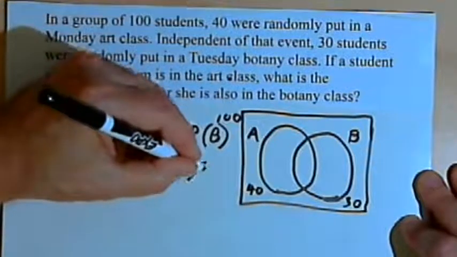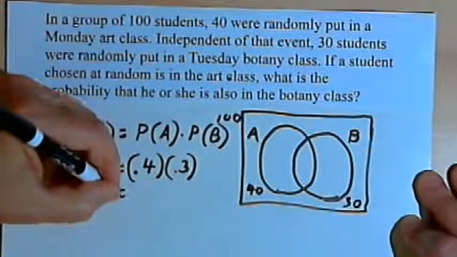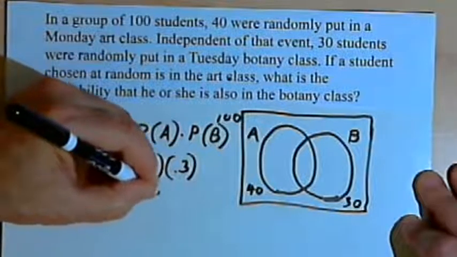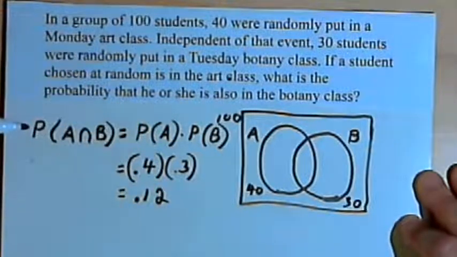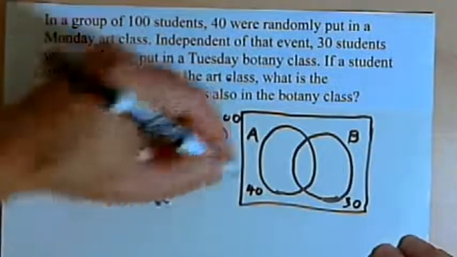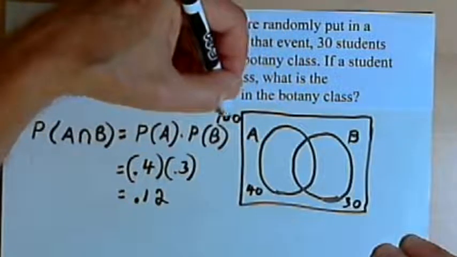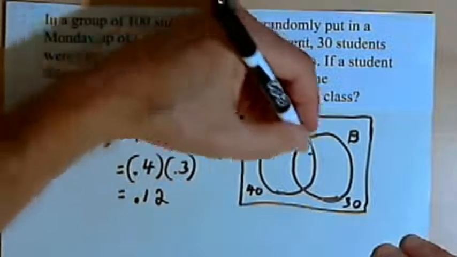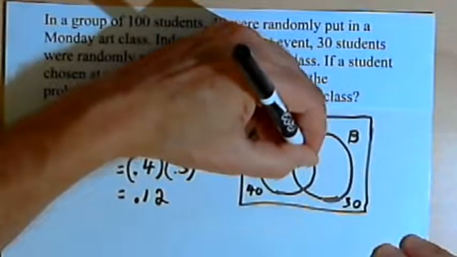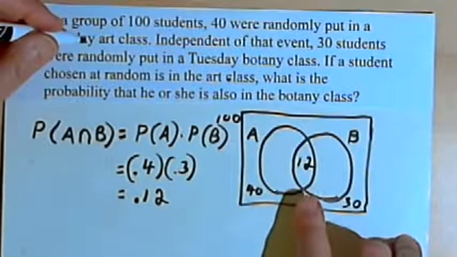We multiply those two out. I'll do that down here. We get 0.12, or 12%. Let's leave it at 0.12. So now we know that 12% of the students are in that overlap area. If it's 12% of the students and there's 100 altogether, we can just put a 12 in here because there would be 12 students in that area.